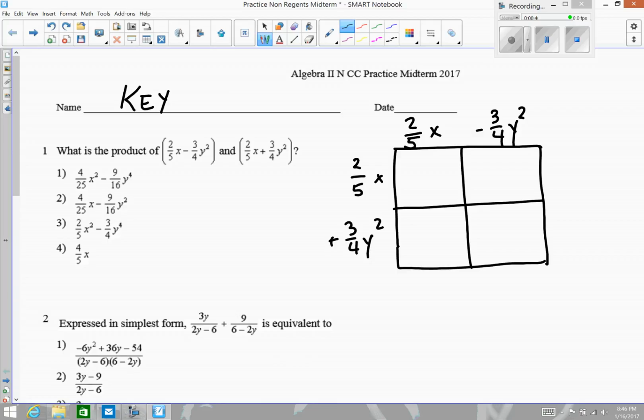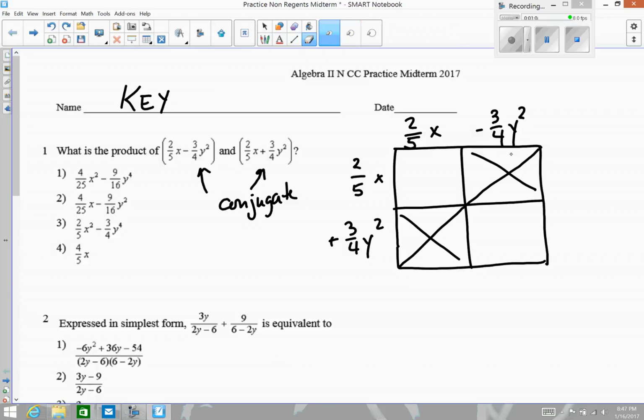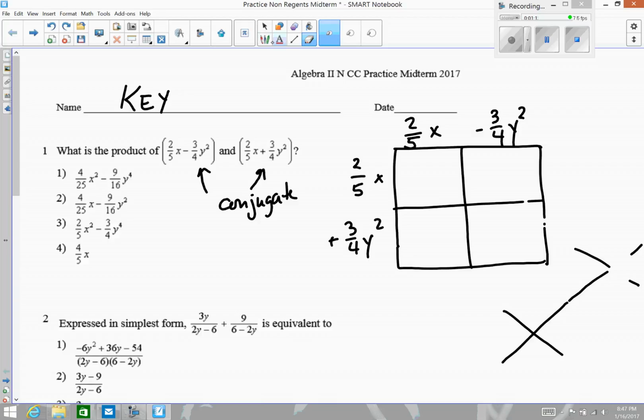Right away I'm noticing that these two are conjugate pairs, which means that when I multiply these, my two diagonal boxes should cancel each other out. So these should end up combining to be 0 if I do this correctly. But we'll go ahead and see if that is actually what happens on here.